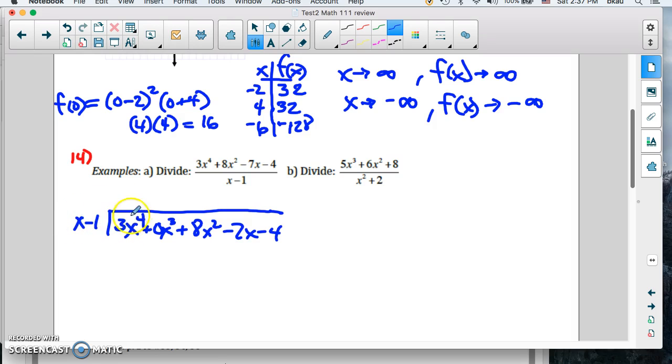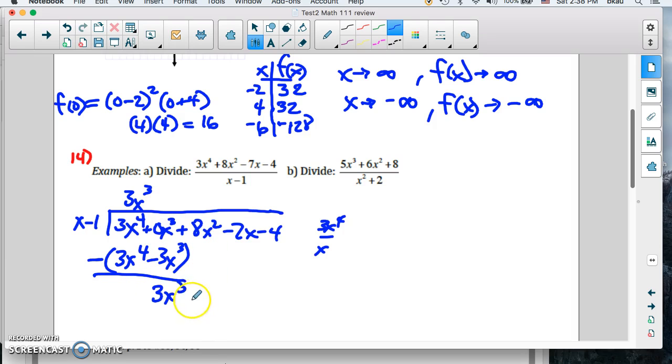Alright, we divide x into 3x to the 4th. 3x to the 4th divided by x, that's going to be 3x to the 3rd. So you multiply here by both of these, so you get 3x to the 4th minus 3x to the 3rd. We're going to subtract that. That changes this sign to positive, and it'd be 3x to the 3rd. We bring down the next one, 8x squared.